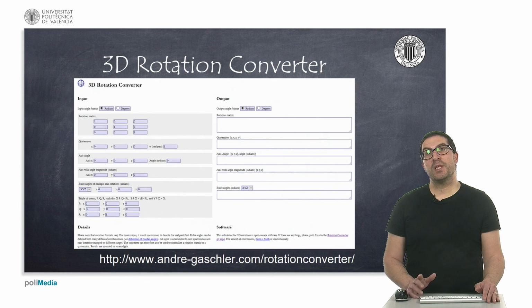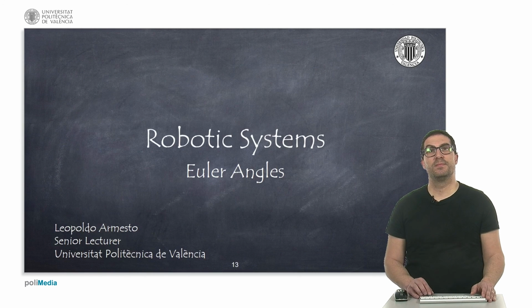To end this presentation, I would like to indicate that there is a good URL to convert 3D rotations to different representations, and this could be handy in certain situations. Just write down the URL, type it in your browser, and you can practice with it. So to summarize, in this video we have introduced Euler angles and their relation with rotation matrices. Thank you very much.